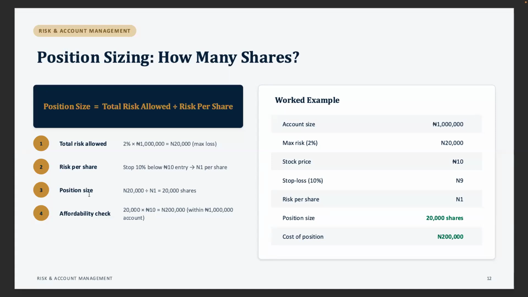So what is my position size? My position size is total risk allowed, which is 20,000, divided by risk per share, 1 naira, making 20,000 shares. That means if I want to trade this particular stock, I'm just going to buy 20,000 shares at 10 naira, which is 200,000 naira within my 1 million naira account. So I cannot afford to commit more than 200,000 on this particular stock at a risk factor of 2% and a risk per share of 1 naira per share.